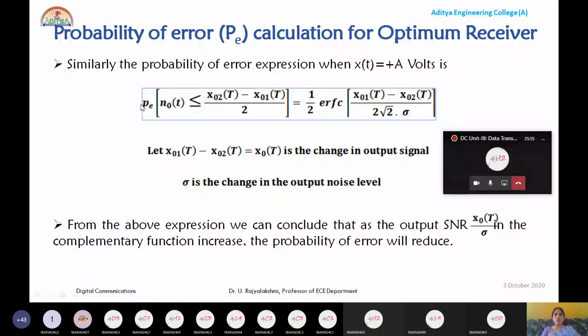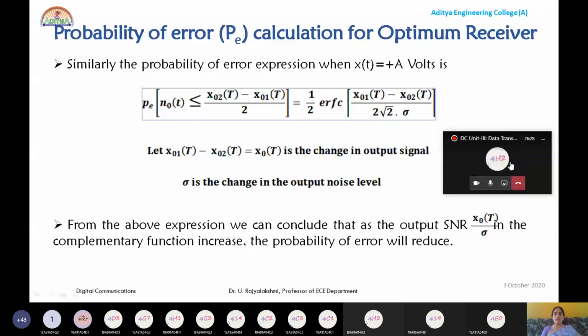So what is the probability of error expression here? Here we took the lower limit as minus infinity and the upper limit as (x naught 2 of t minus x naught 1 of t) divided by 2. So we just interchanged the limits: minus infinity to the upper side, and x naught 2 of t minus x naught 1 of t divided by 2 on the lower side, and we took the negative sign outside, so that the negative gets cancelled and you will directly get the same probability of error expression.